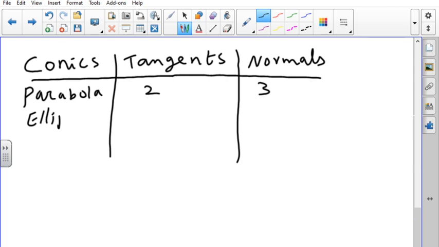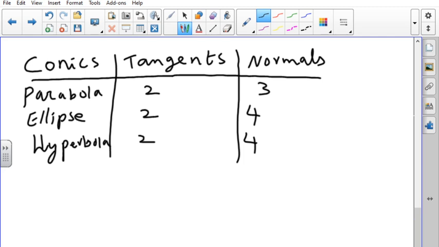Ellipse has 2 tangents and 4 normals, and hyperbola has 2 tangents and 4 normals. So remember, if you look at the table, the tangents are the same for everything and normals differ only for parabola. So learn this so that you will be able to answer 1 mark questions.